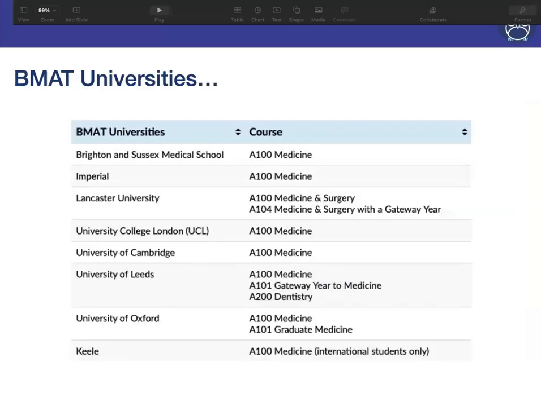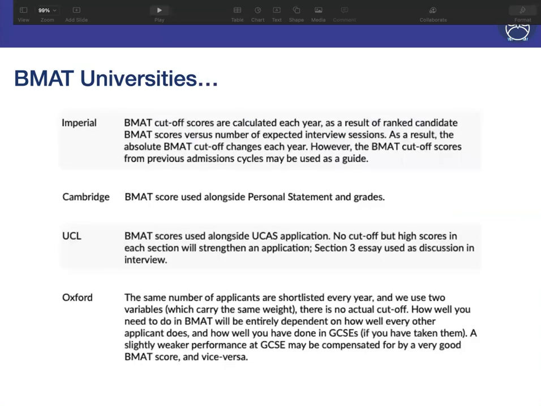Okay, so these are the BMAT universities. There is one for dentistry, which is Leeds. All the other dentistry ones are UCAT, except for Leeds. And then you can see the way that they use the BMAT, in this case just these universities: Imperial, Cambridge, and Oxford.